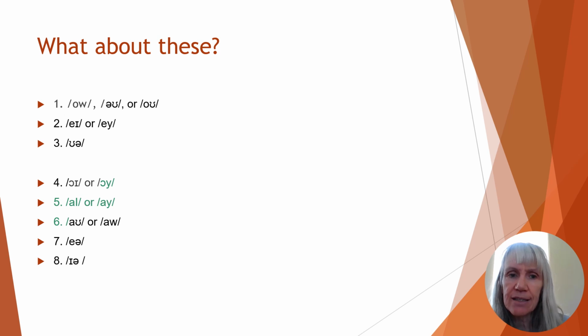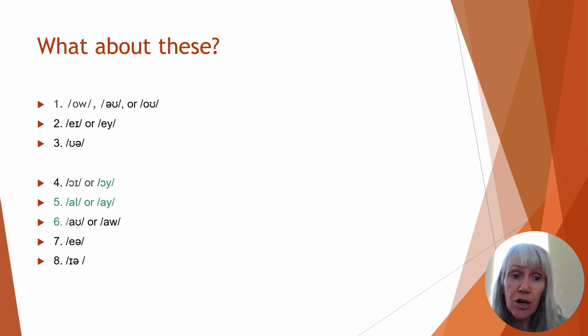Now we're going to look at diphthongs. The diphthongs have two sounds in them, two sounds combining to make one sound. So there is a sliding or gliding motion of the mouth from one sound to the other. So you'll often see two symbols being used in your phonetic symbols. So let's look at the first one.